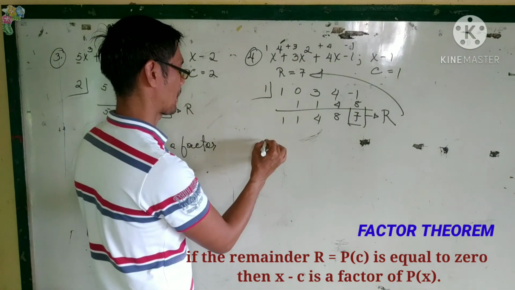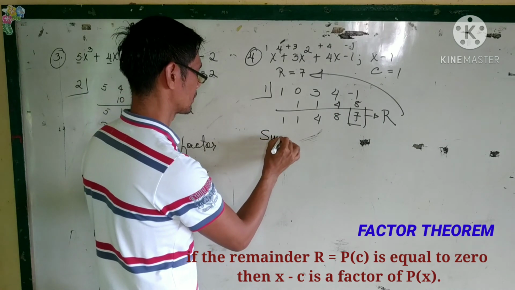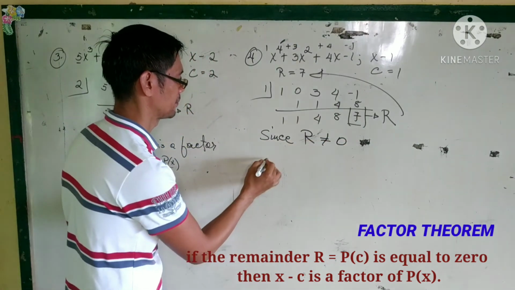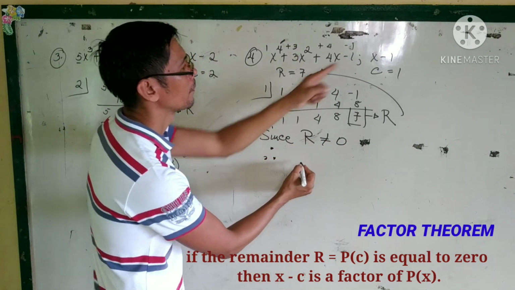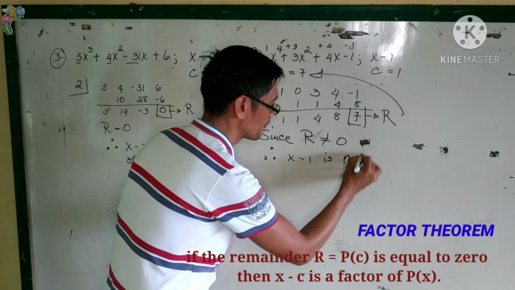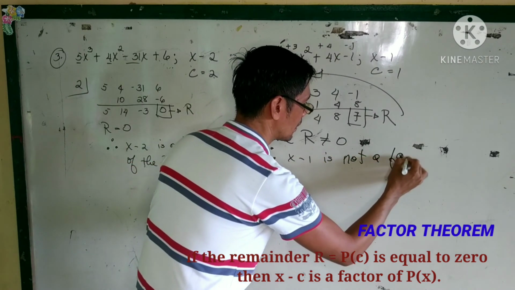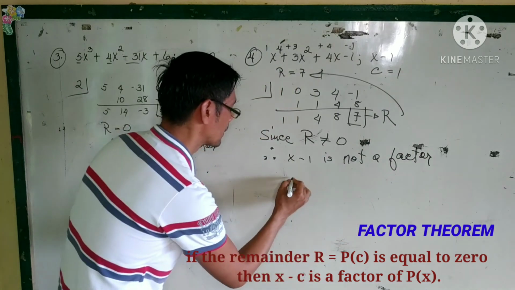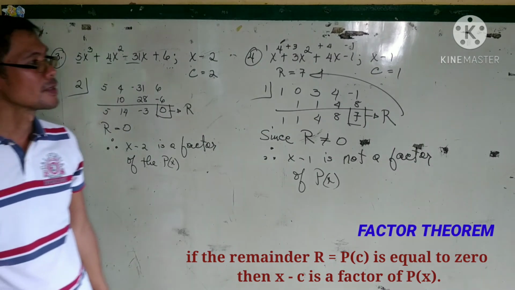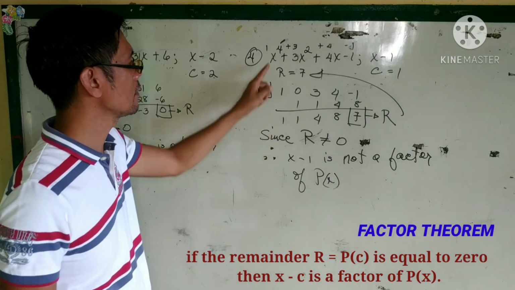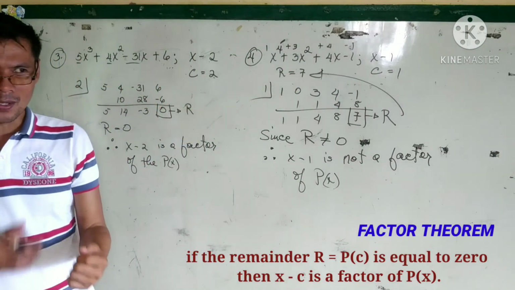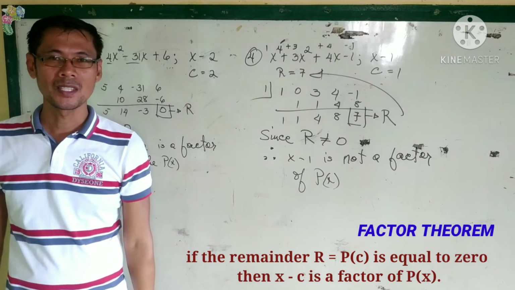So since remainder is not equal to 0, therefore our x minus 1 is not a factor of p of x. Yeah. So our x minus 1 is not a factor of x raised to 4 plus 3x squared plus 4x minus 1. So that is the factor theorem.